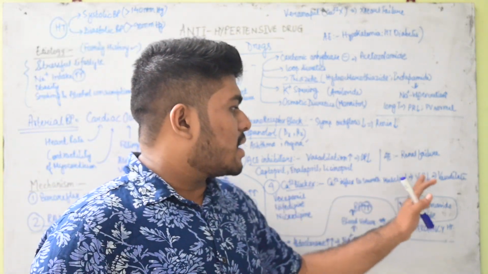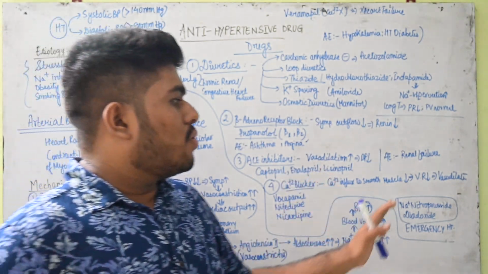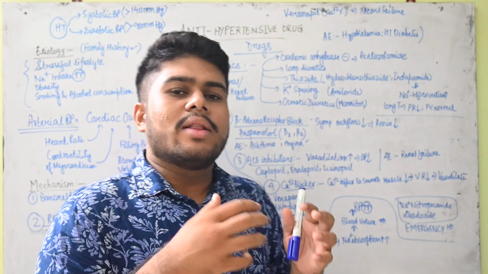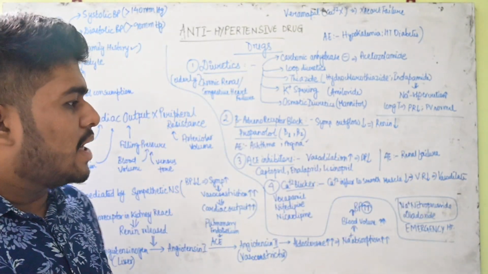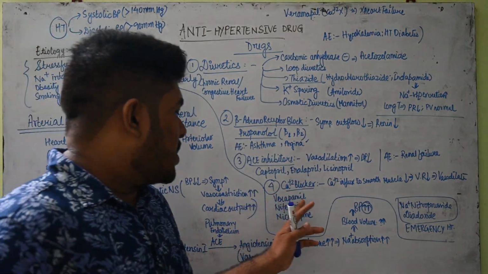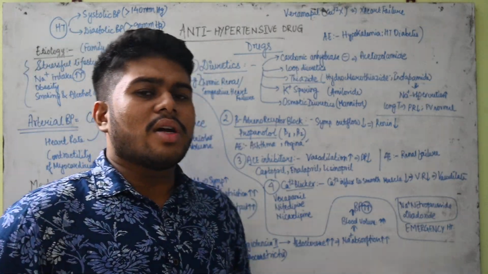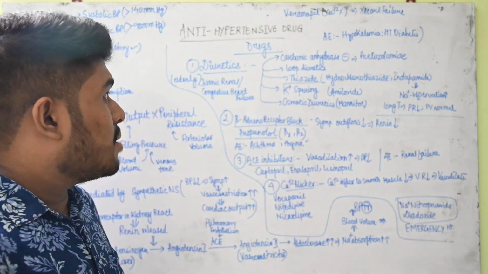So you can understand that the vascular resistance will decrease due to vasodilation, because there will be no contraction. They will try to dilate, and automatically there will be less blood pressure. So amongst calcium blockers we have verapamil, nifedipine, and nicardipine. So these are the drugs used. Amlodipine is also used as a calcium blocker.